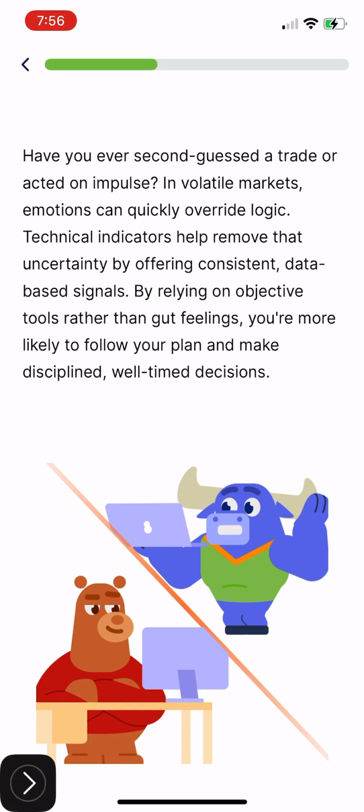Have you ever second-guessed a trade or acted on impulse? In volatile markets, emotions can quickly override logic. Technical indicators help remove that uncertainty by offering consistent, data-based signals. By relying on objective tools rather than gut feelings, you're more likely to follow your plan and make disciplined, well-timed decisions.